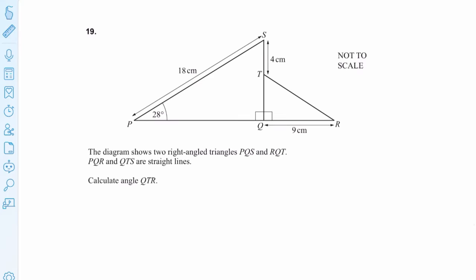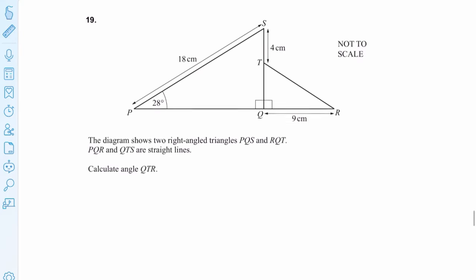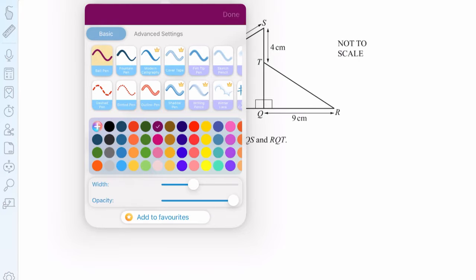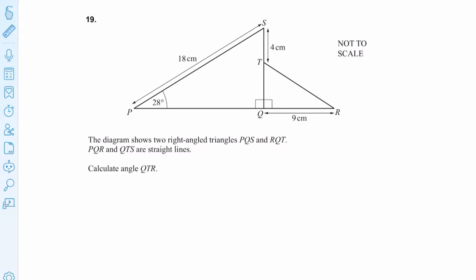Question number 19 is about, I think, the basic SOHCAHTOA, right? We'll try to understand this. The question is given that the diagram shows this 18 centimeters given, this is 4 centimeters given, this is 9 centimeters given, and calculate the angle QTR. Okay, we need to find out this angle.